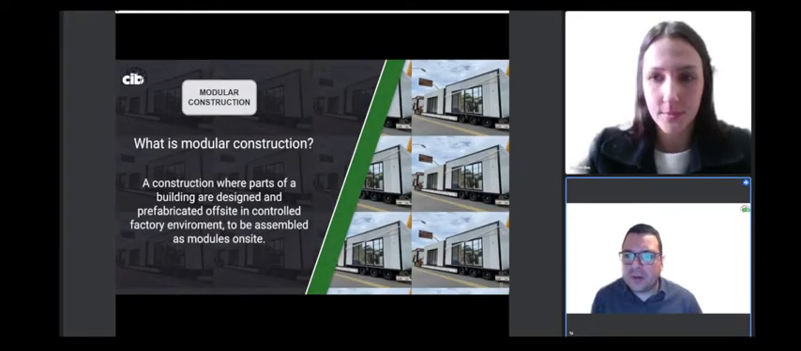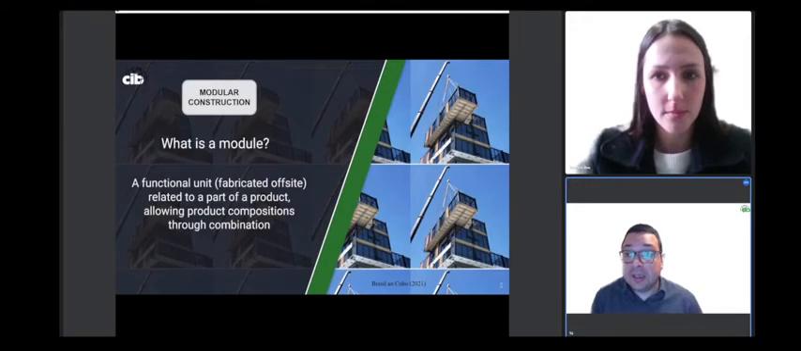But what about the modules? A module is a functional unit prefabricated off-site related to a part of a product that allows product compositions through combination. In some countries, such as Brazil, the advance of the COVID-19 pandemic made modular construction popular due to its advantages, mainly in the construction of emergency hospitals.